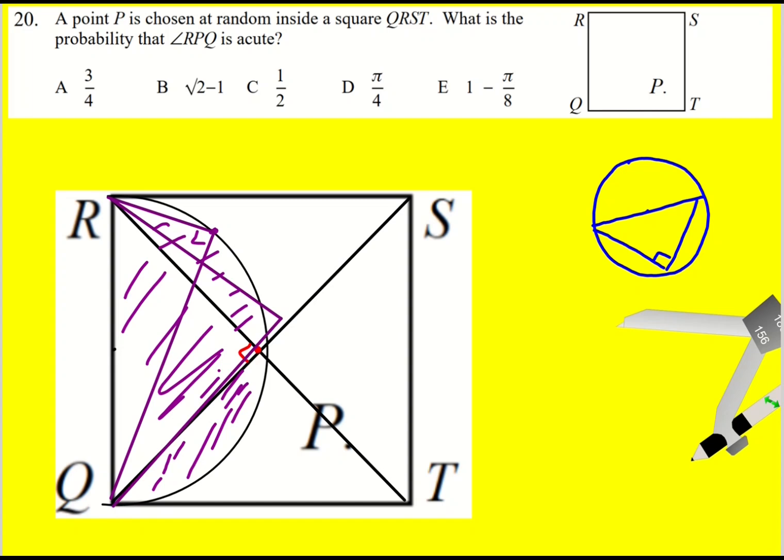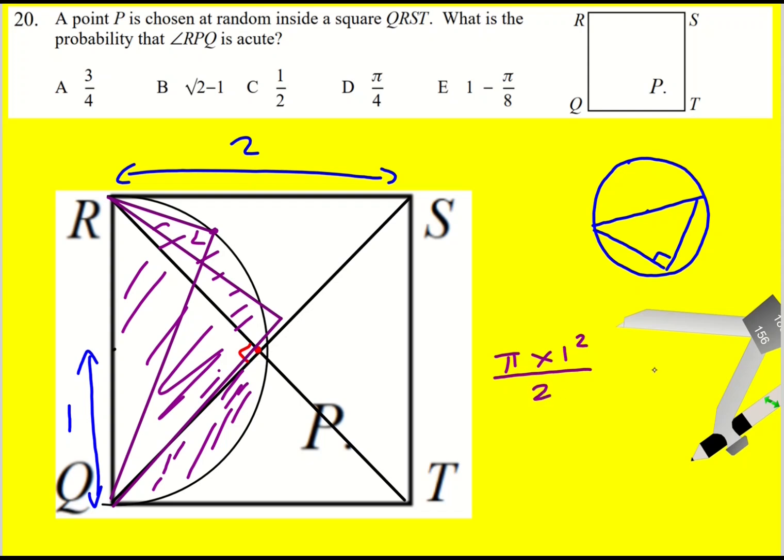And we're pretty much there with the problem. So let me say that this length here is 1, so the square in total is 2. Then the area, this purple area, is going to be pi times 1 squared divided by 2, which is just pi over 2. So that is the area that I'm in for us to get an obtuse angle, or on the very boundary, 90 degrees.